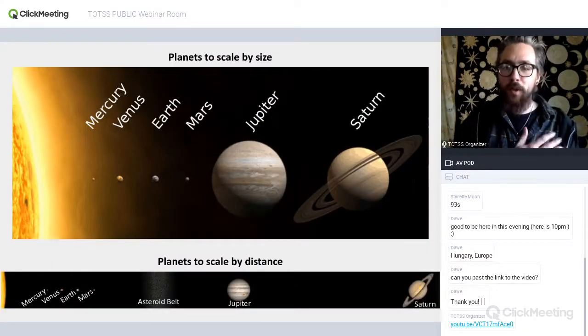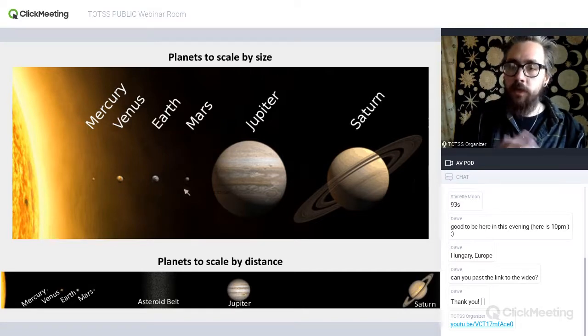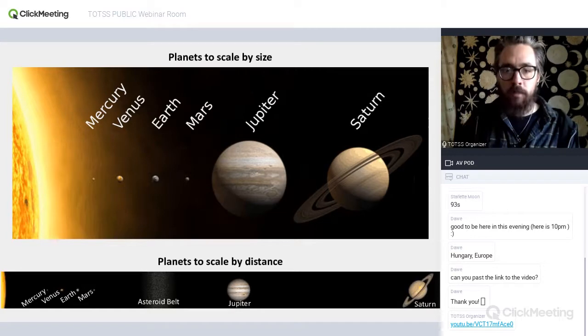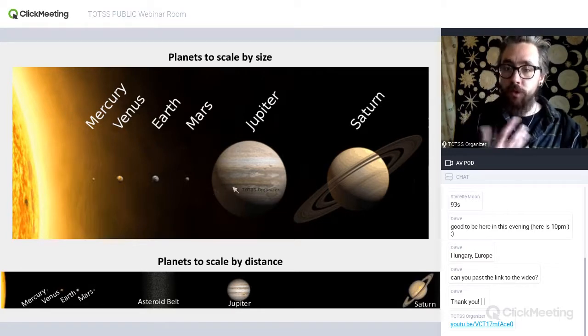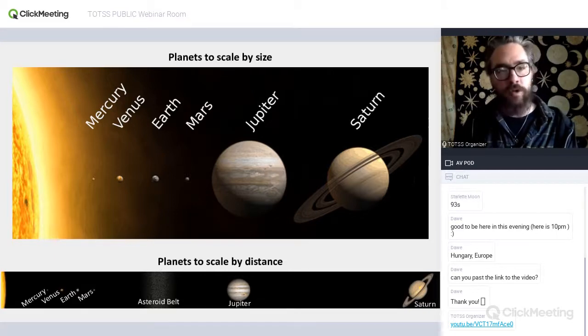All right, and then again, now without the sun, so that you can see the scale a little better, we have the planets to scale by size. So we have the planet Mercury, and then Venus, and then Earth, and then Mars. You can see these are fairly small rocky bodies. And then the two classical outer planets, Jupiter and Saturn, are thousands of times larger than the Earth, and they're very, very different in composition. They're not hard, rocky bodies.